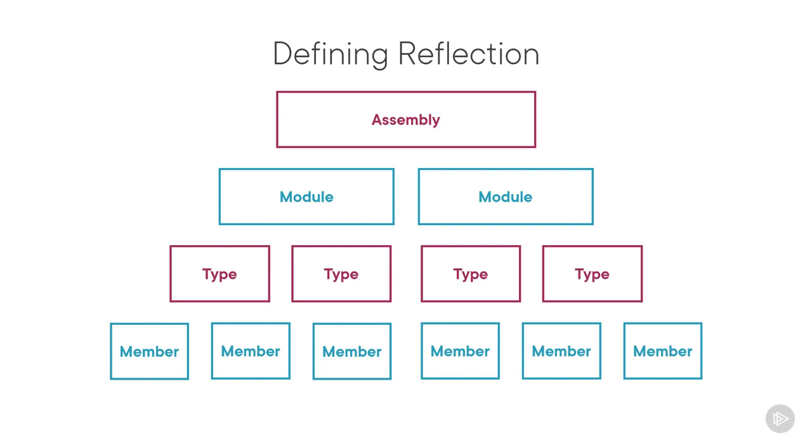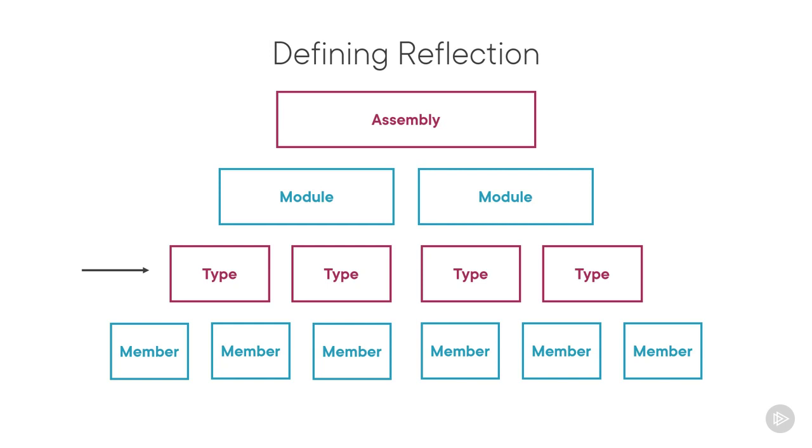Multi-file assemblies would require you to use a custom command line compiler instead of the one built into Visual Studio. So, while the hierarchy is there, you will see a one-on-one match between an assembly and a module in 99% of the cases.